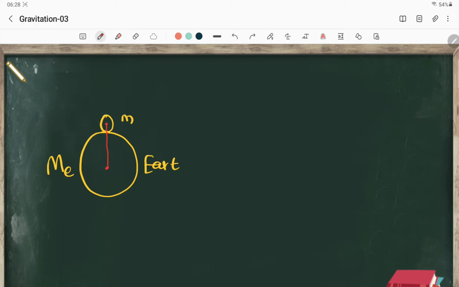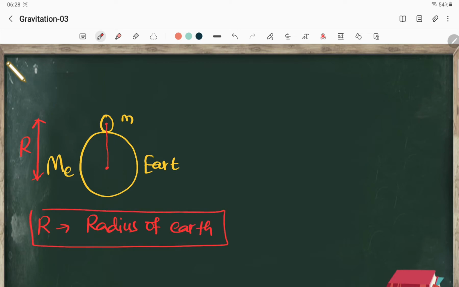So that's why we show that this distance from center to center, this entire distance, is r. So what is this r? R means the radius of earth. So that is the distance between the earth and that body.